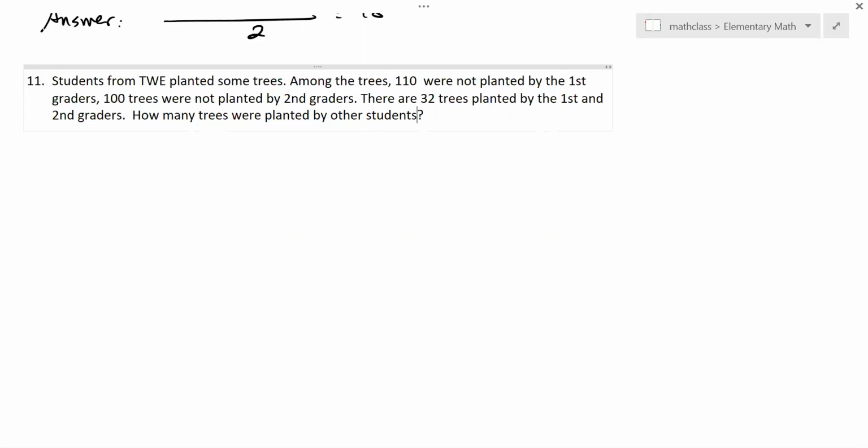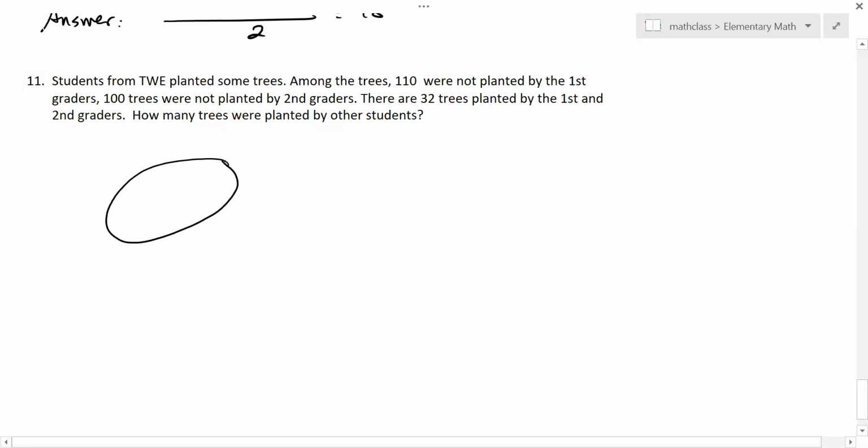All right, so it's similar. You draw the picture, and let's use a different shape. 100 trees were not planted by the first grade, so that means they were planted by the second grade plus the other students. The second sentence says 100 trees were not planted by the second grade, so these were planted by the first grade plus students from other grades, and the total is 100.